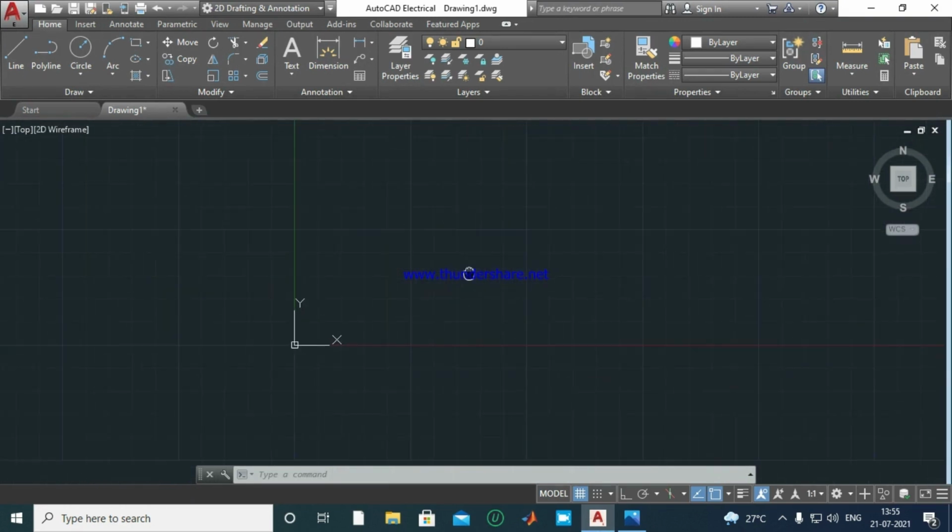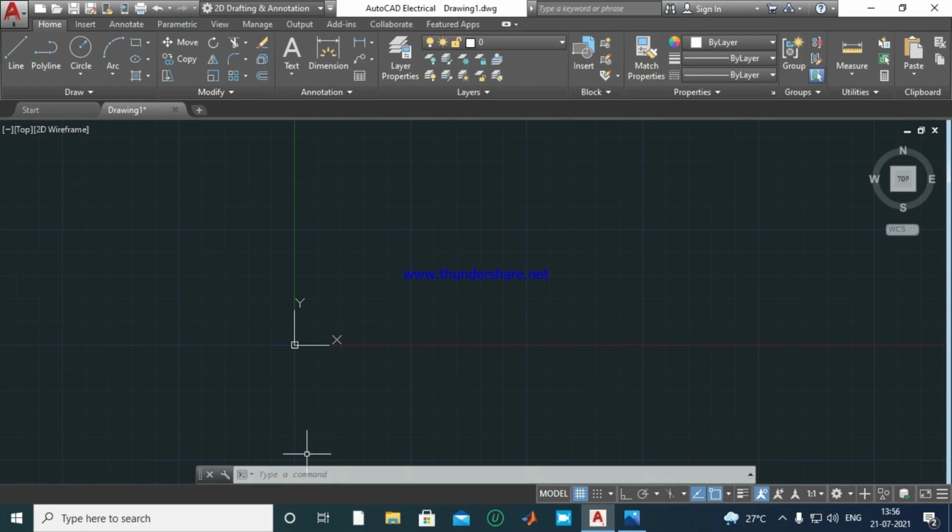This is the drawing area where we are going to draw the object. This drawing area is infinite. This icon represents the user's coordinate system icon. This axis represents the x-axis and this axis represents the y-axis, and this is the center of the drawing area, which is the origin, where the x and y coordinates are 0, 0. If it is three-dimensional, x, y, z will come into the picture.